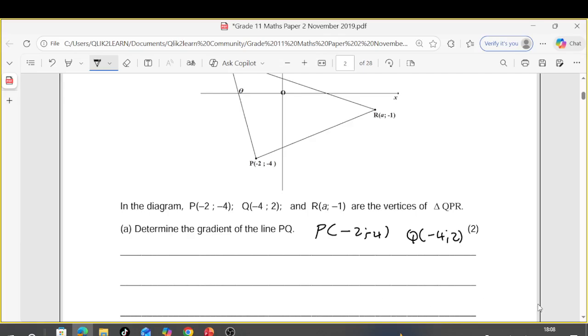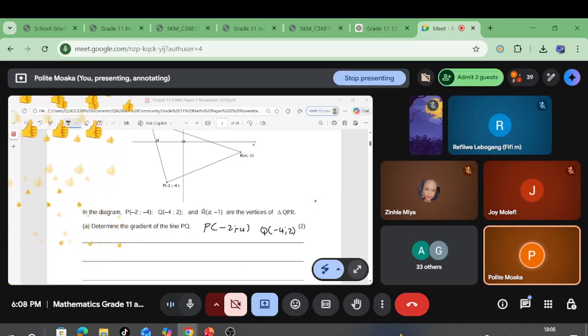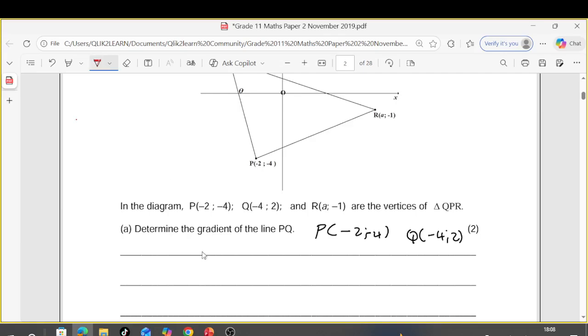It's very important that you rewrite this down, and I'm going to explain why we should write everything down. The point that comes first, remember I have PQ, I'm going to name this point my point 1. So this will be my x1, this will be my y1. Then the other one will be my second point, which gives me x2, y2.